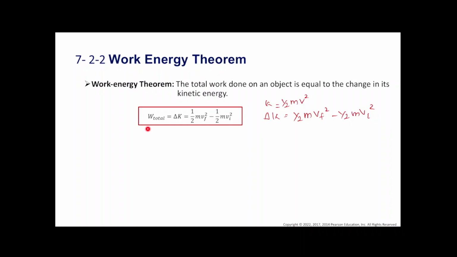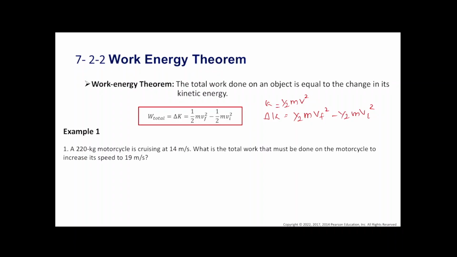So the work energy theorem says when a force acts on an object over a distance d, doing work on it, the result is a change in speed of the object and therefore a change in its energy of motion, which is kinetic energy change. Now let's solve some problems using this theorem.